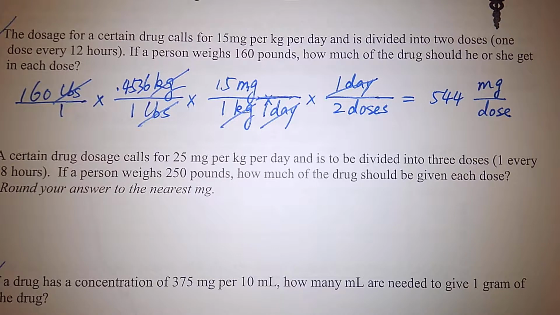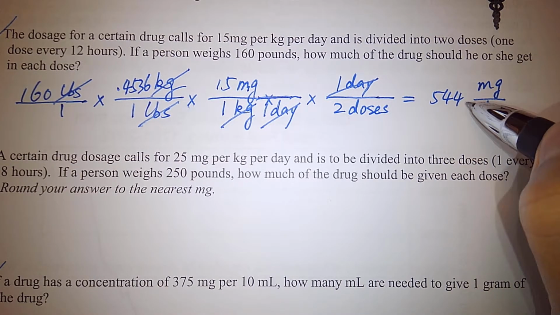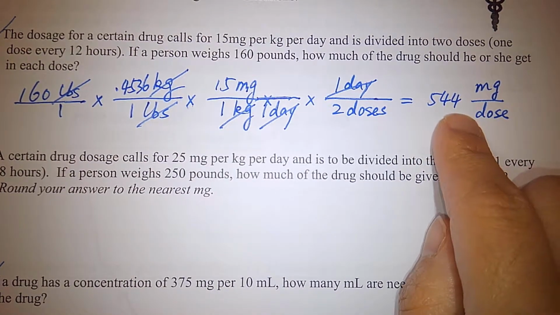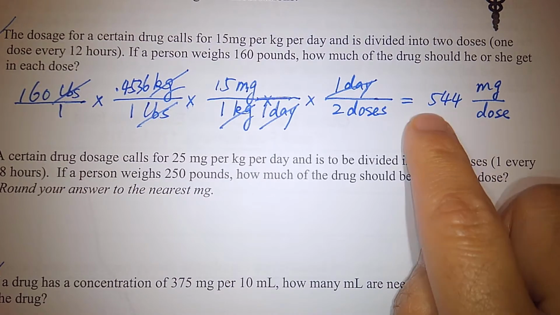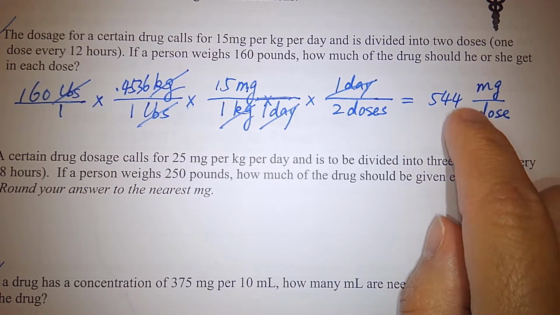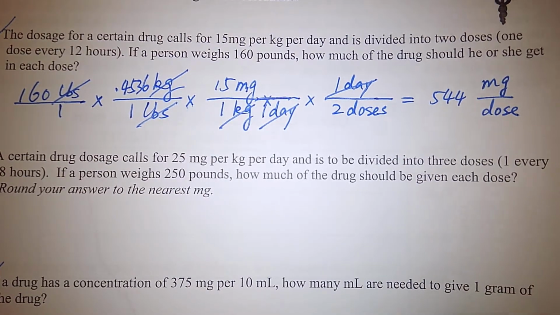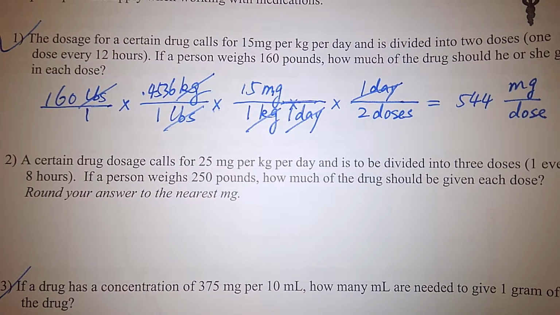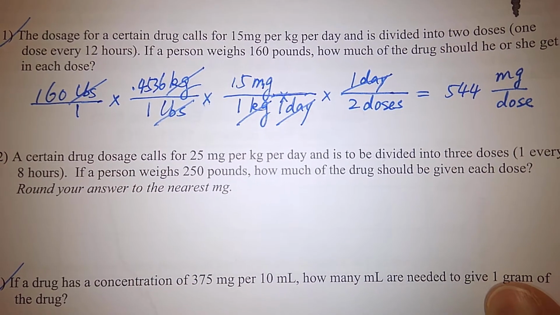What? 0.32. Oh, okay, 0.32. Yeah, I would say round it to the whole number, okay? Milligram, okay. So 544. But if you put 0.37, that's fine, okay? You can see question 2 is exactly the same thing as 1, so you can mimic and do it.